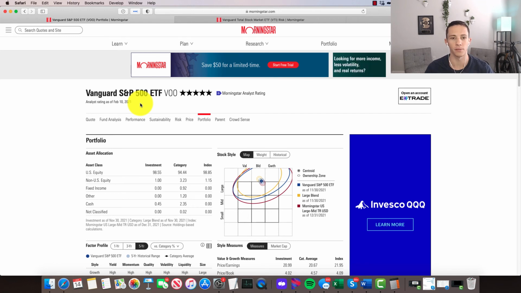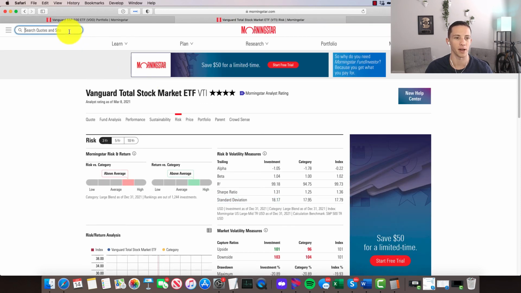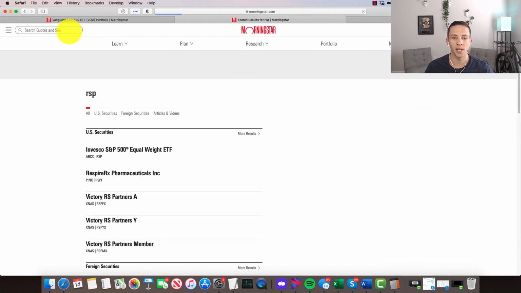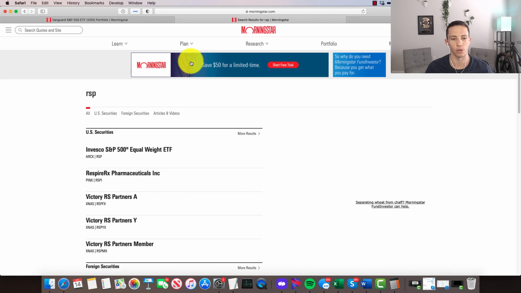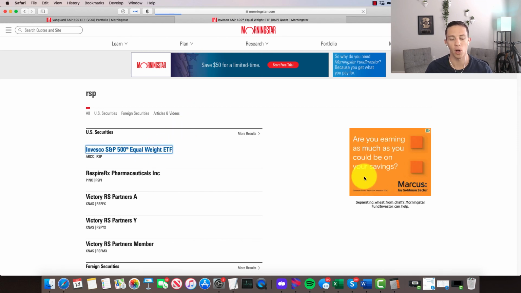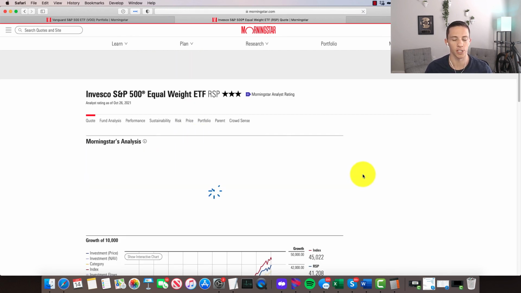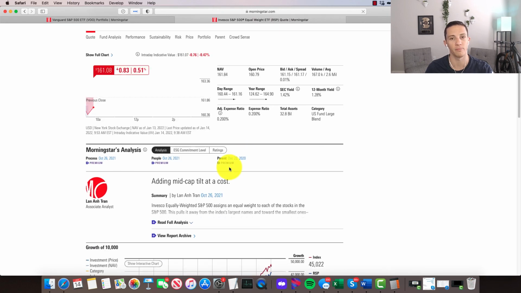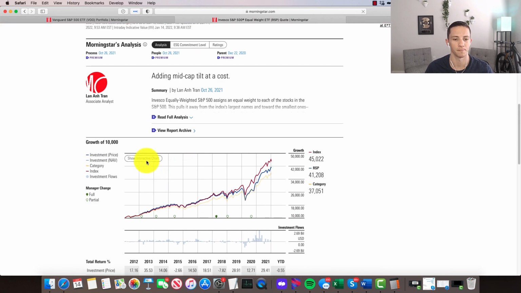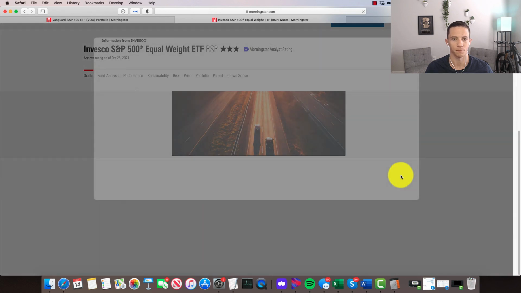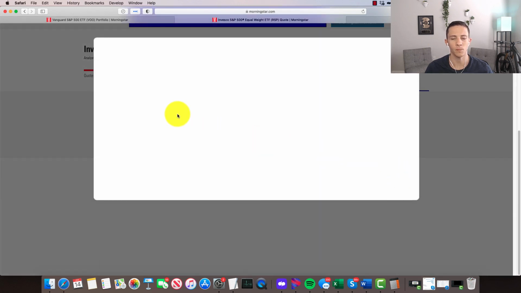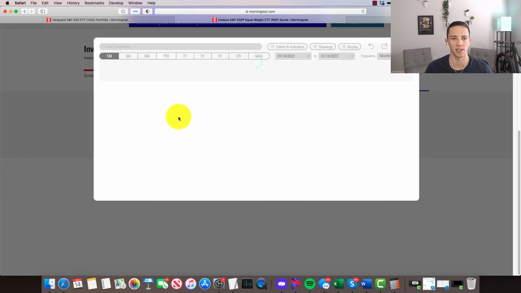Now, alternatively, one thing I think is an honorable mention here, and this is a little bit different than VOO and VTI, is an equal weight S&P 500. Equal weighting the S&P 500 is going to get you more exposure to the small and mid-cap stocks. And over time, this varies over the time period you're looking at, it has probably outperformed the S&P 500 a little bit.